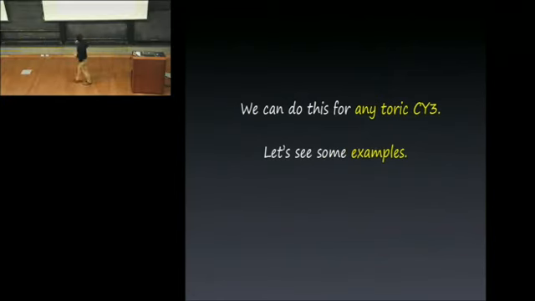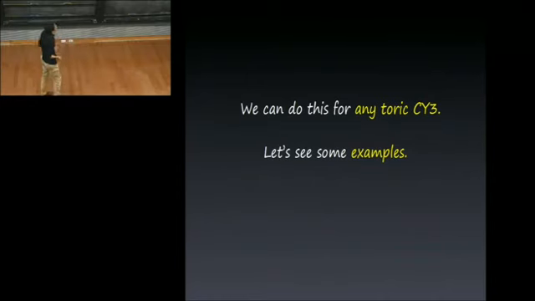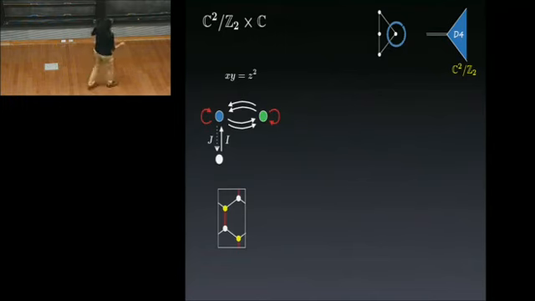So that's a general property and analysis. In principle, I have an infinite number of examples, but today I'm going to talk about the most important ones. Let me consider the orbifold, C2 over Z2 times C. This is one example of a toric Calabi-Yau 3-fold, and this is its toric diagram.